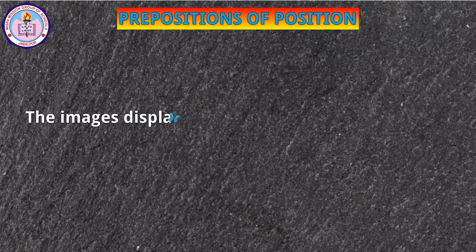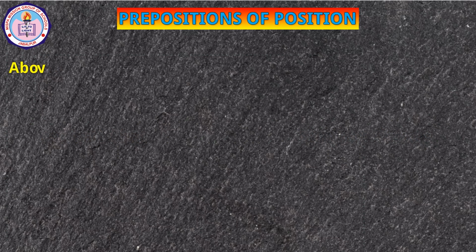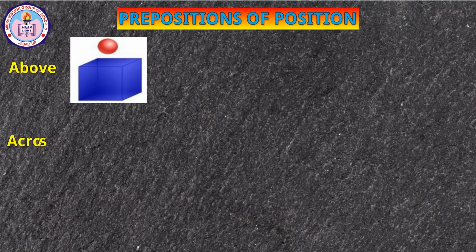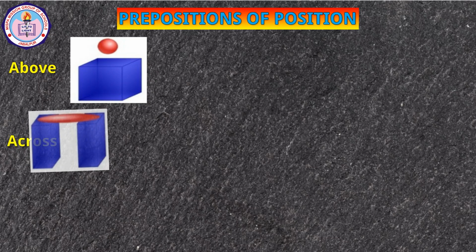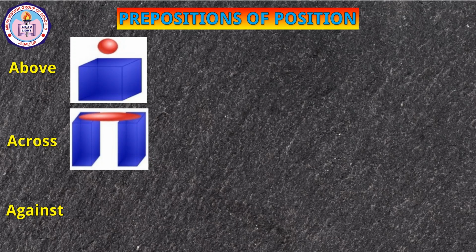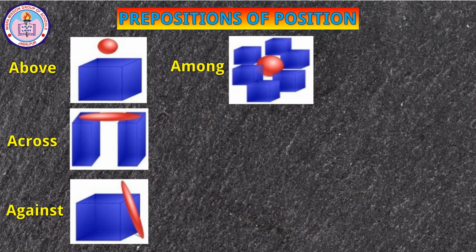The images displayed here show the position of the red ball or bar in relation to the blue box or boxes. Above. The red ball is above the blue box. Across. A red bar is lying across the blue boxes. Against. The red bar is lying against the blue box. Among. The red ball is among the blue boxes.